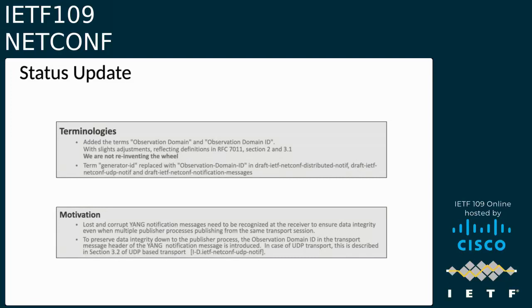In the motivation section, as requested from the working group mailing list, we were specifying the reasoning for observation domain ID, mainly on the data integrity side, to preserve it across multiple publisher export processes. The same also for being able to recognize lost and corrupt UDP notification messages across multiple export publisher processes. Next slide, please.